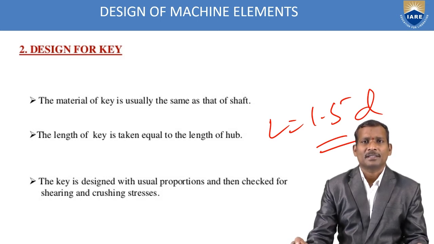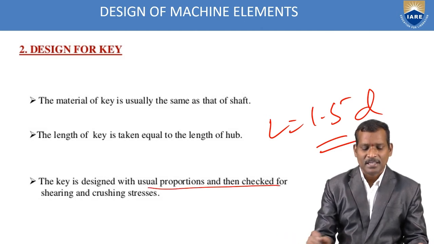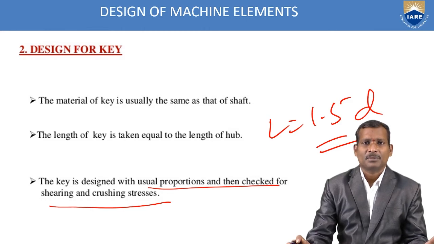So find out the length here, and the other dimensions of the key. What is the width and thickness? That depends upon the type of key. It may be rectangular, it may be square. The key is designed with usual proportions and then checked for shearing and crushing stress. Here also we check for shearing and crushing stress. The crushing stress and shear stress values are already given.